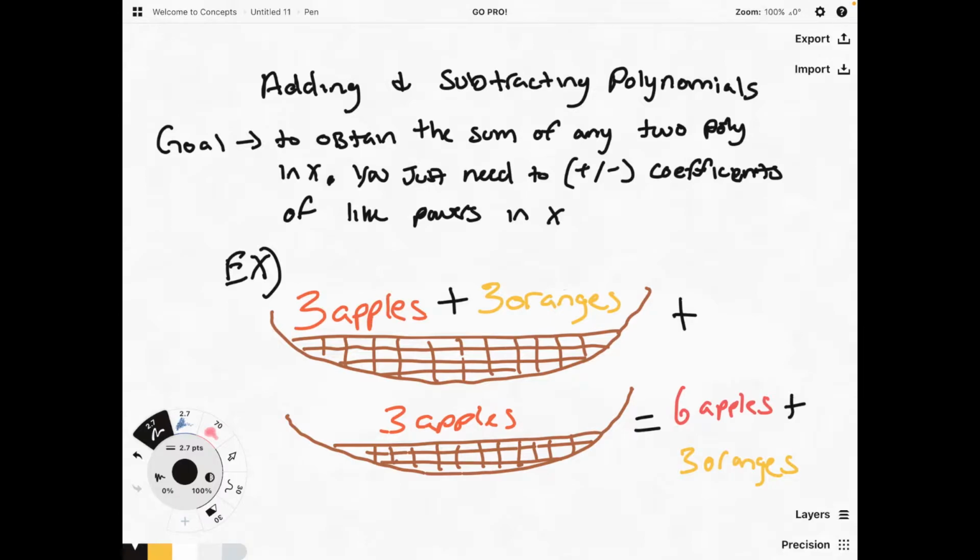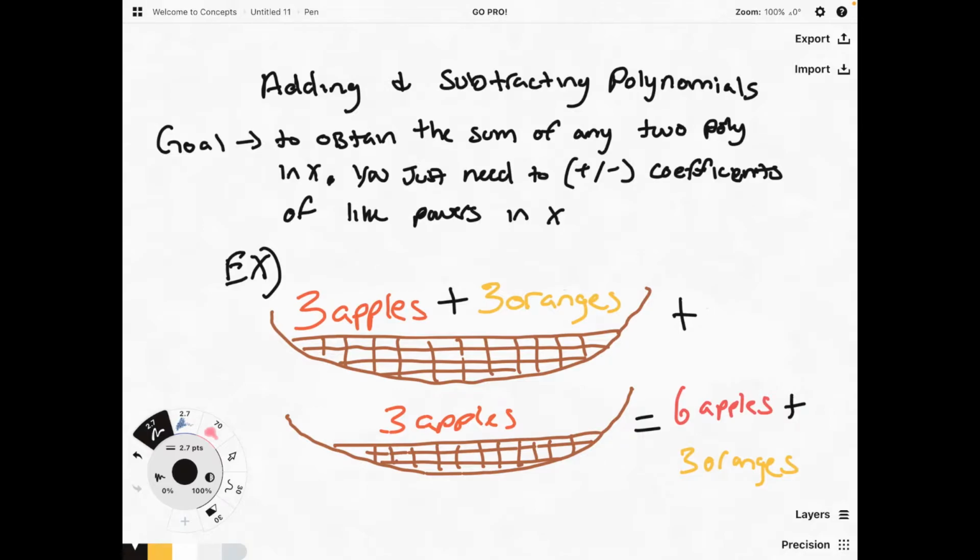So the goal is to obtain the sum of any two polynomials in X. You just need to either add or subtract coefficients of like powers in X. What this is saying essentially is, and we'll use the example that we have here, if you have apples and oranges, you're going to add together the like items. So you're going to add together the apples, and then you're just going to have the oranges. They can't be added together because they are different.